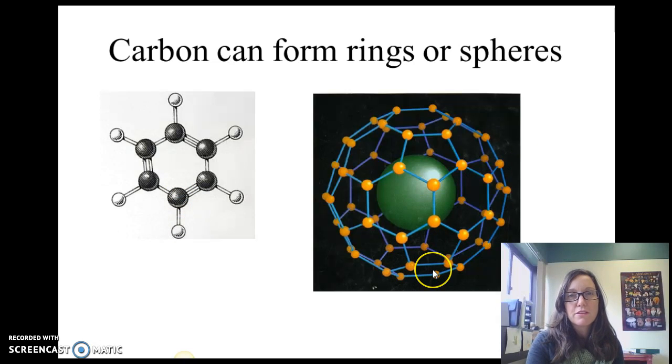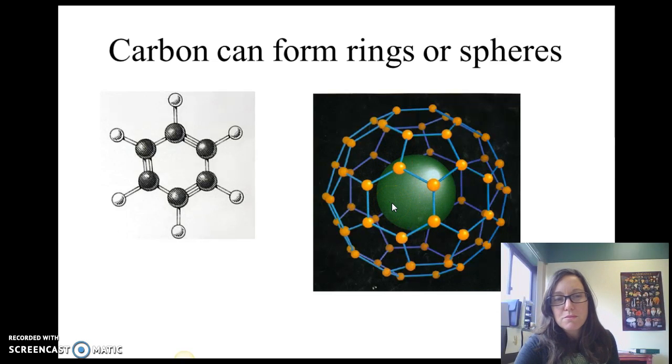This picture over here on the right shows a ring of carbon atoms. Hydrogens are not shown, but each of these orange dots represents a carbon atom. It would have a hydrogen attached to it. This is a central metal atom, a large metal in the middle of the sphere. This just shows some diversity of carbon's molecules.